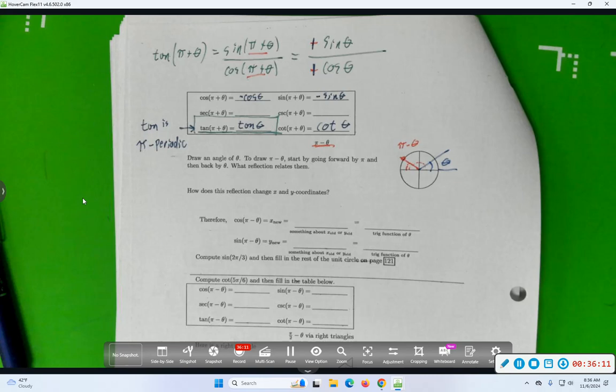And you know what question I'm going to ask next? What symmetry relates those two lines, the blue line and the orange line? What symmetry? They are reflections over the y-axis.